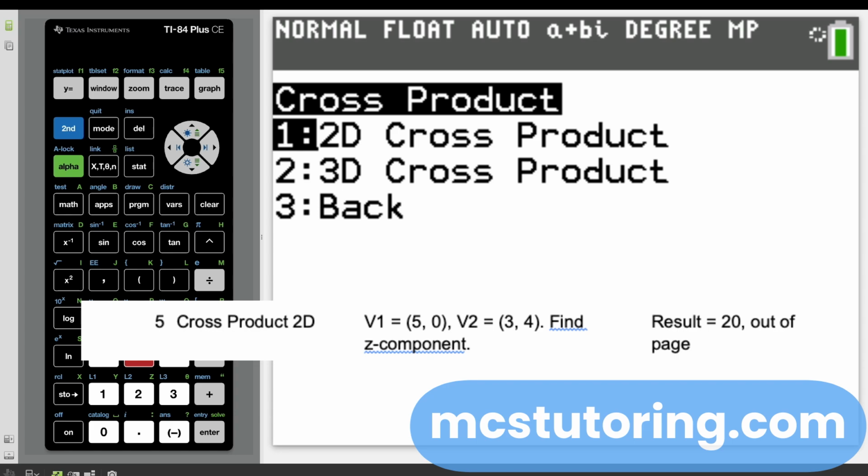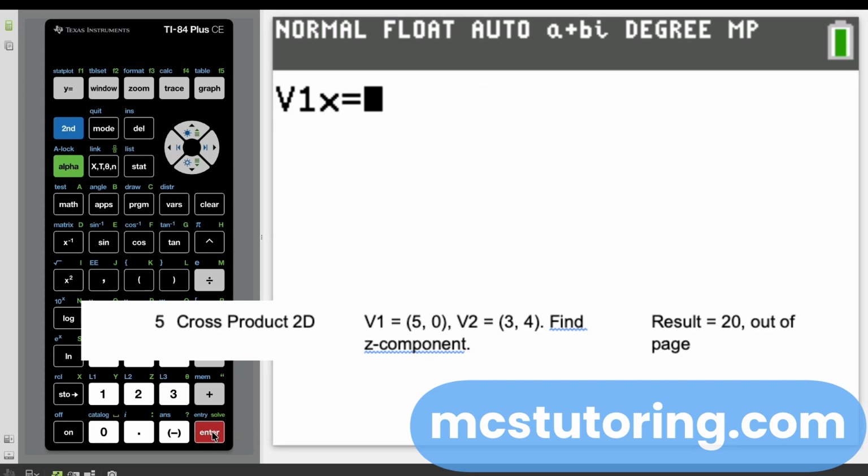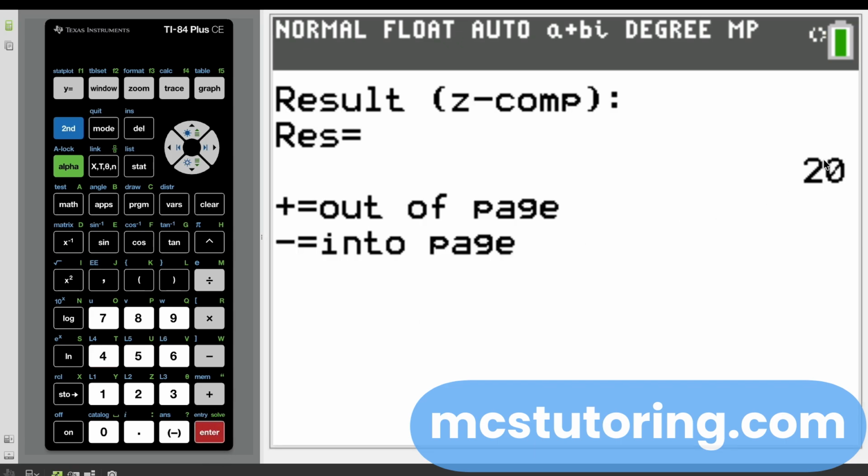So from cross product, we're going to select the 2D cross product. So in this one, we want to find the cross product of v1 equals 5, 0, and v2 equals 3, 4. So again, here's the formula. And then v1x is 5, v1y equals 0, v2x equals 3, v2y equals 4. And the result is 20.